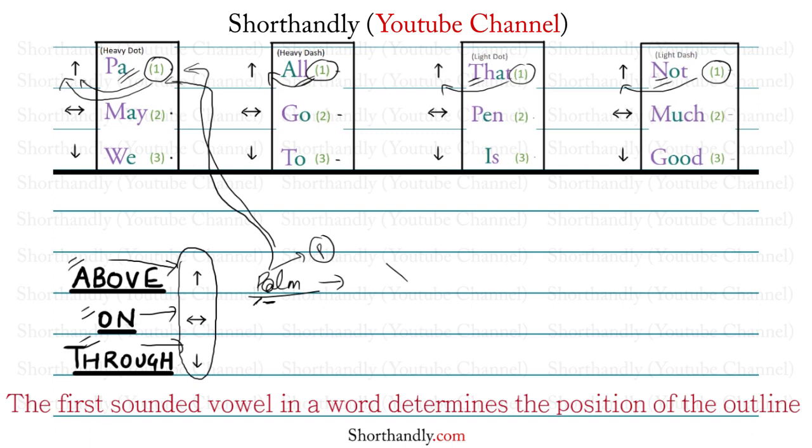Why did we make this above the line? Why did we not make this on the line or through the line? Because the first vowel sound is the first place vowel. The first vowel sound is ah, and ah is a first place vowel. That's why we made this P outline above the line. As you can see here, all the first place vowels have this sign above the line. So whenever we have any word and the first vowel sound that we get from that word is a first place vowel, we will always make the first outline for that word above the line. That's why we made this P outline above the line, because the first vowel is a first place vowel.